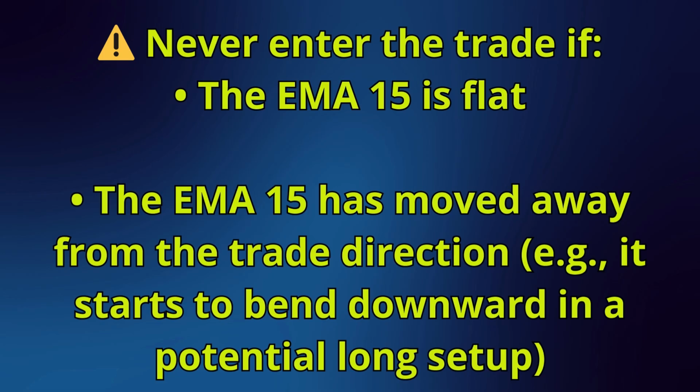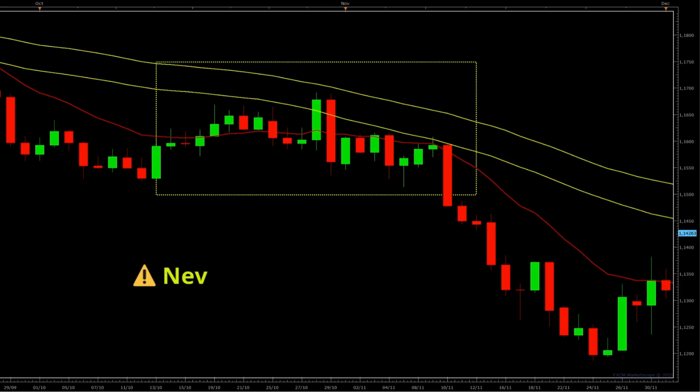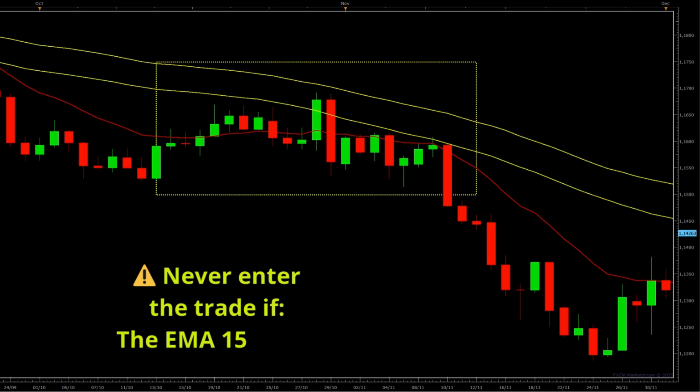You should never take the trade if the EMA 15 is flat, or if it starts to bend downward against your trade direction. Both are major red flags. Look at this chart. The price is technically above the channel, but the EMA 15 is completely flat. This indicates a lack of momentum and a high risk of a failed breakout. This is a market to avoid.